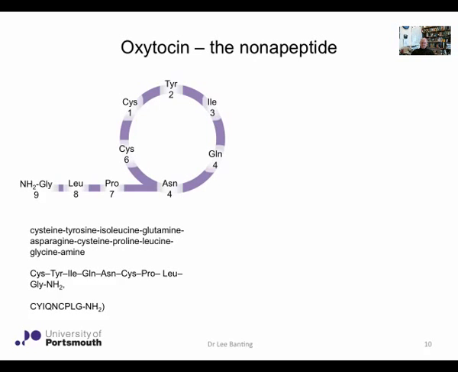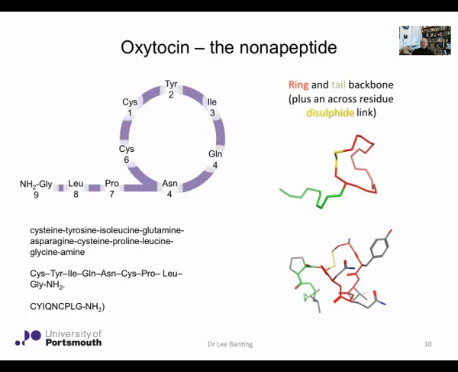Our nonapeptide has several ways of appearing in the literature. It very rarely appears as the full name, cysteine, tyrosine, isoleucine, and so on. Contracted to the 3-letter codes, yes, it does appear in its contracted form, Cys, Tyr, Ile, Gln, etc. And then there is a single letter code representation of the hormone as well, if you're discussing the structures.